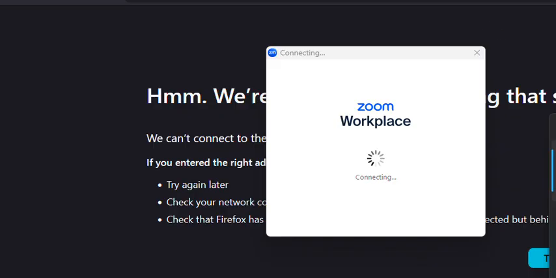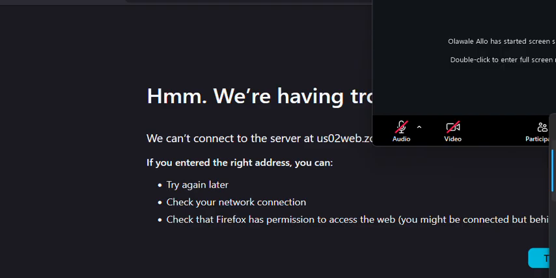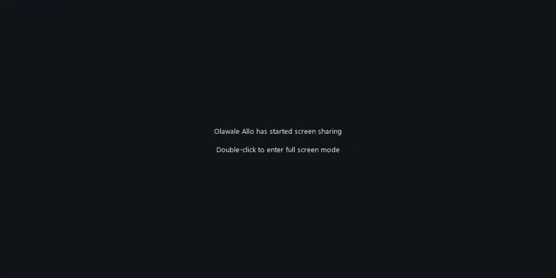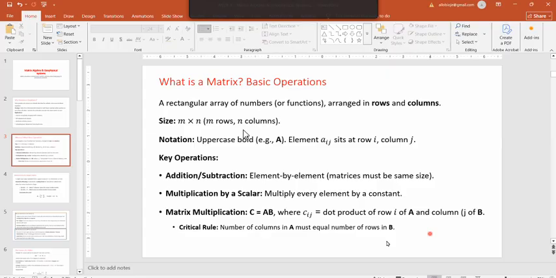You can multiply, a 2 by 2 with 3 by 3. That will not work. So please note the multiplication rule.